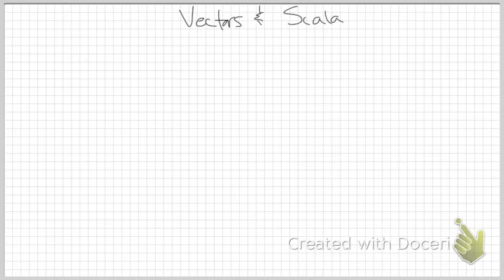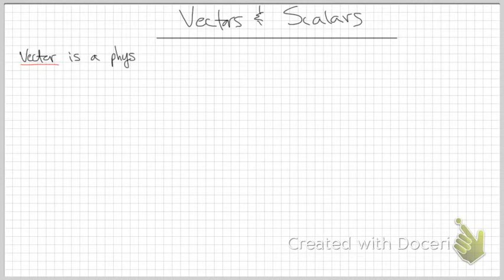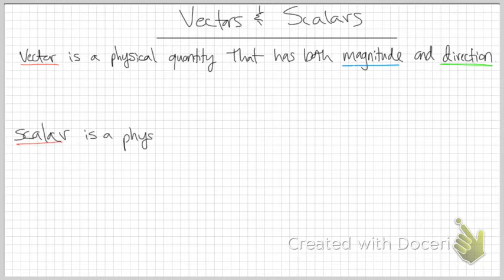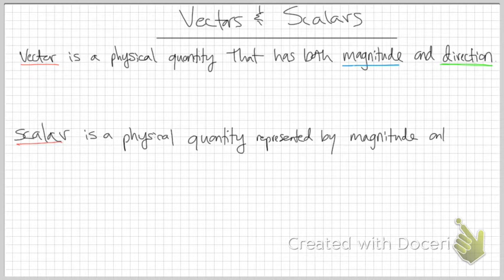In this video, we're going to look at the difference between vectors and scalars and see some examples of our most frequently used vectors and scalars. Firstly, a vector is a physical quantity that has both magnitude and direction. A scalar is a physical quantity that is only represented by a magnitude. So no direction with a scalar. A vector, we have magnitude and direction.